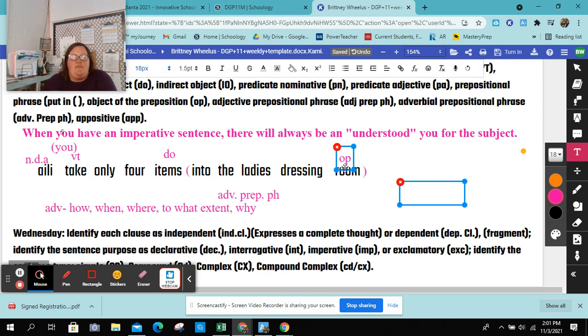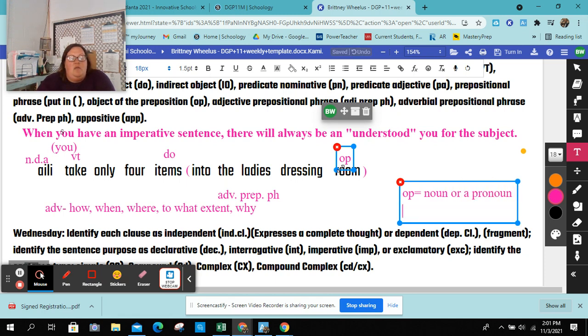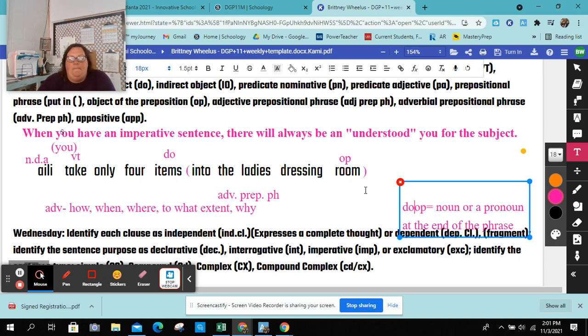The biggest thing to make sure that you know is that an OP will always be a noun or a pronoun. What else is always a noun or pronoun? Subject of the sentence, or a direct object, or an indirect object, or the object of the preposition, or a predicate nominative that comes right after a linking verb.